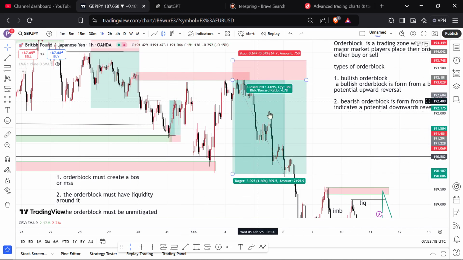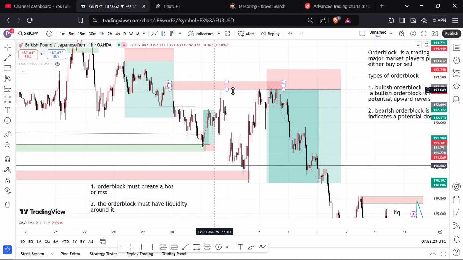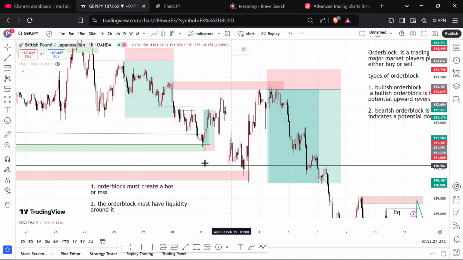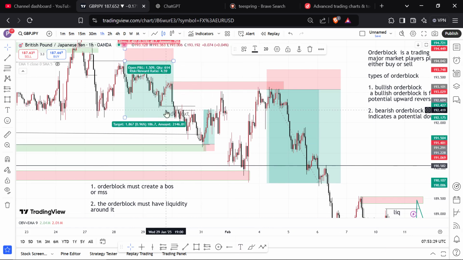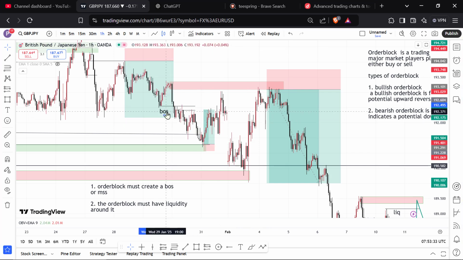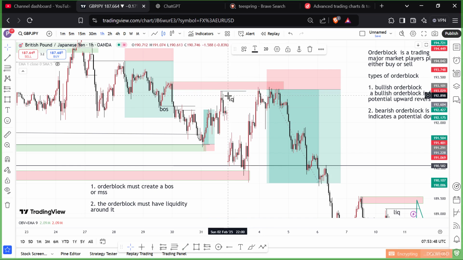Now look at this sell here. Let's look at the rules. This order block has not been mitigated. We have a break of structure here, a BOS. So what is the second rule? We want the order block to have liquidity around it. Here, this is liquidity because the price did not tap into that zone. You can see that level is liquidity. This is liquidity here.